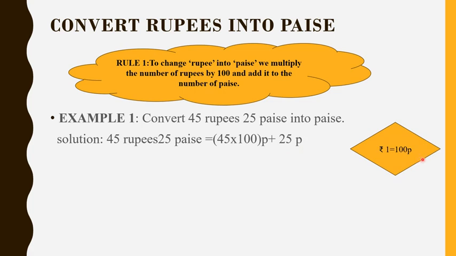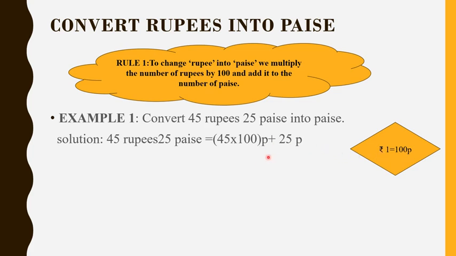1 rupee equals 100 paise. Why are we multiplying by 100? Why are we not multiplying it by 200, 300, 400? Yes, we are multiplying the given rupees by 100 because 1 rupee equals 100 paise. Rupee 1 equals how many paise? 100 paise, or we can say 100 paise make rupee 1.